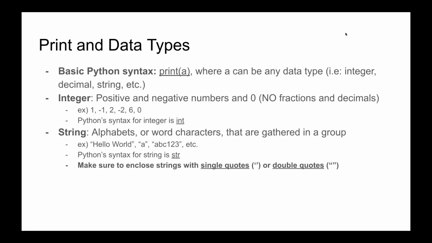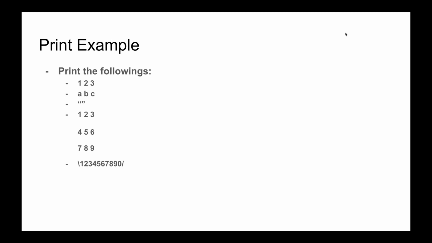Now that we learned how to print numbers and strings, let's work on some example problems. I would like you to pause the video and try to print the following one by one. Alright, let's check the answers now. There's no problem even if you got something wrong. We included some exceptions that are not covered in the previous slide. To print the first one, 1, 2, 3, you just have to type one of the following.